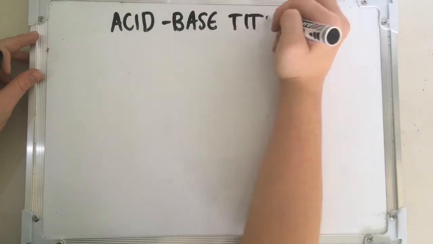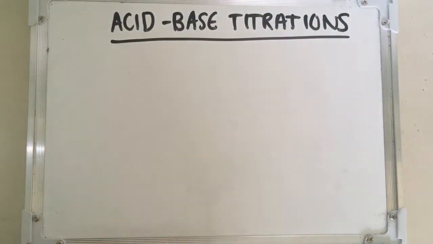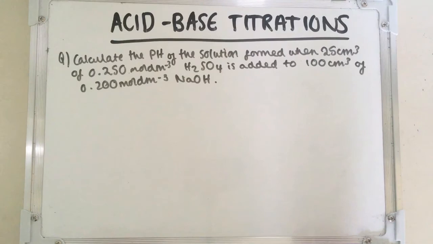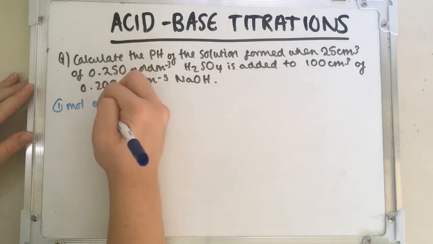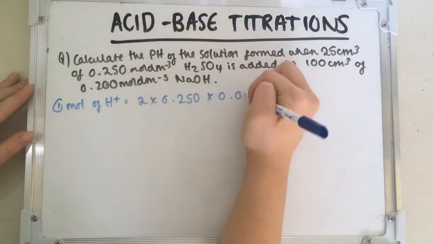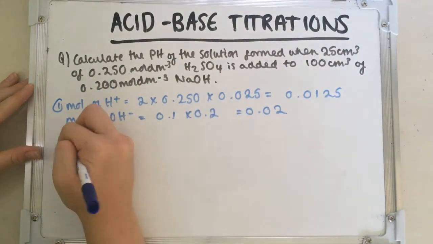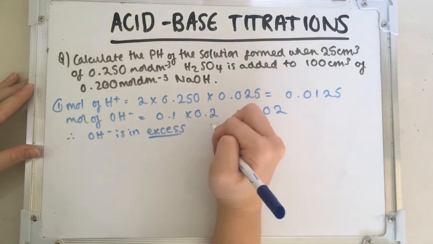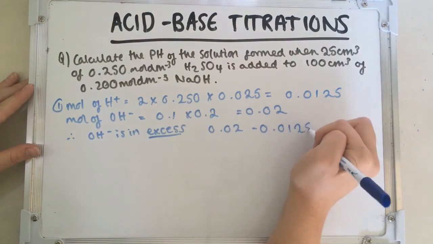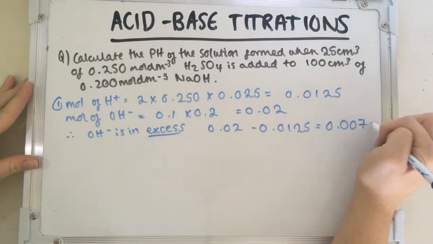Lastly, let's look at acid-base titrations. This example question says calculate the pH of the solution formed when 25 centimeters cubed of 0.25 moles per dm cubed of H2SO4 is added to 100 centimeters cubed of 0.2 moles per dm cubed NaOH. First, we must calculate the moles of hydrogen ions and the moles of hydroxide ions and work out which one is in excess. In this case, OH- is in excess. Then we need to calculate the number of excess moles. We do this by subtracting one value from the other.